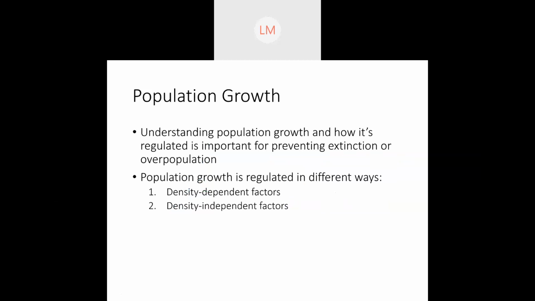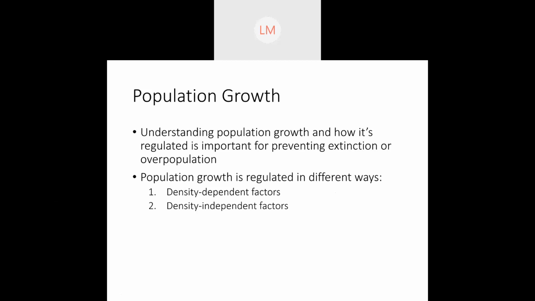So understanding population growth and how it's regulated is important for us to think about, because scientists are very interested in preventing the extinction of certain populations. They might also be interested in preventing overpopulation of some groups. So we need to understand how our population is growing with those models, but then we also need to understand how our population is regulated. So what's impacting this type of growth?